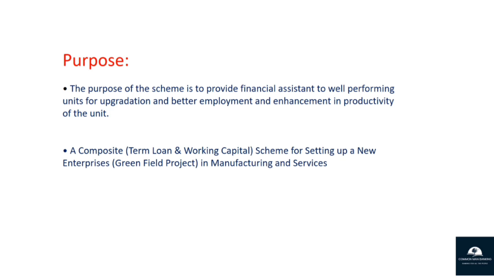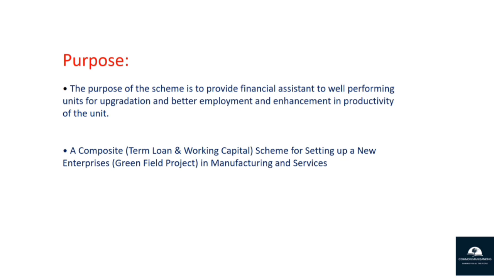The main purpose of giving a term loan is to fund the fixed cost. Fixed cost includes land and building, machinery and any other fixed assets. And the working capital loan consists mainly of the amount required for day-to-day operations, especially the current bill, electricity bill, labor cost and taxes, and the purchase of raw materials.